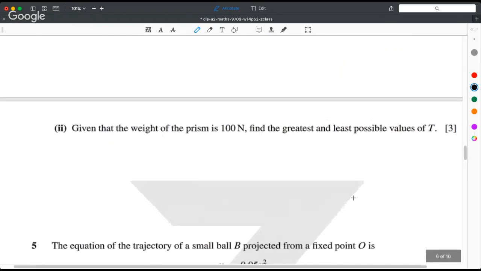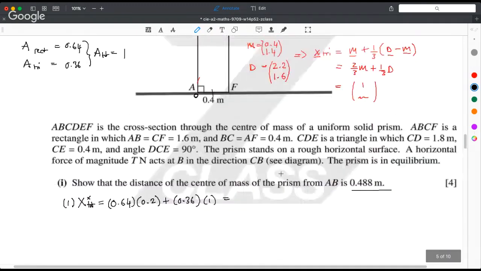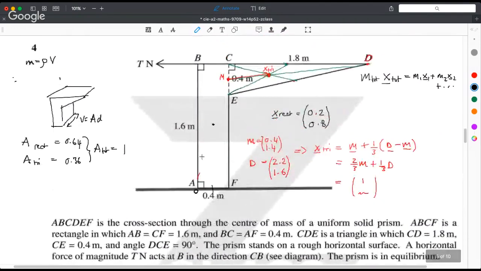Okay, so now they want us to find the least and most possible values of T. What they mean is that the whole thing is not going to move, it's held in equilibrium. So there are two possibilities, limiting equilibrium. In order for it not to move, there has to be a zero moment about any particular point. So this T, if it's really, really strong, then the thing could be about to topple around A, toppling that way. Or if it's very, very weak, the thing could be about to topple that way around F. And it's not doing either of these things, so both of these moments must be equal to 0.